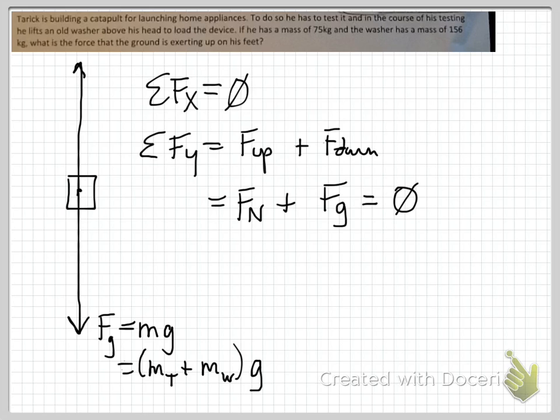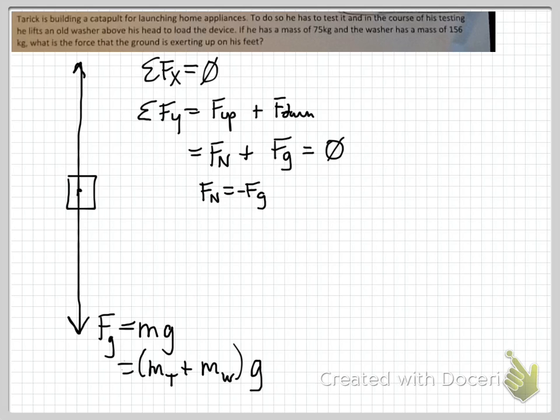So now we can go about doing this. F of n is equal to the negative of the force of gravity. And we've created an expression for the force of gravity. So F of n is equal to the negative of F of g, and we have our expression for F of g right down here, the mass of Tarek plus the mass of the washer times gravity. So we're now ready to compute the normal force.